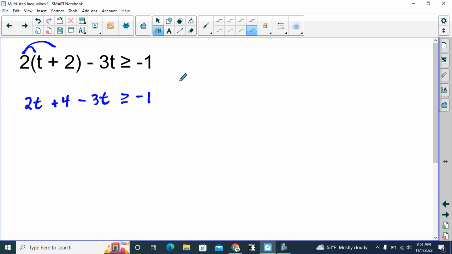I didn't do anything to both sides, so we leave our inequality. This time we do have like terms. They're right here, 2t minus 3t. I can combine those. They're on the same side of the inequality, so we're not doing plus 3t, because those are both on the same side. If they're on the same side, we just combine them up. 2t minus 3t is negative 1t. Plus 4 just comes down.